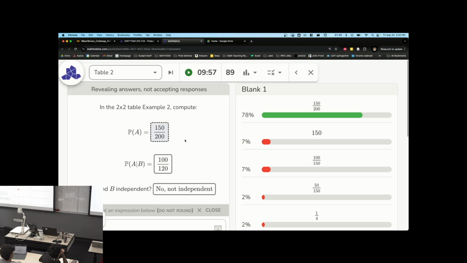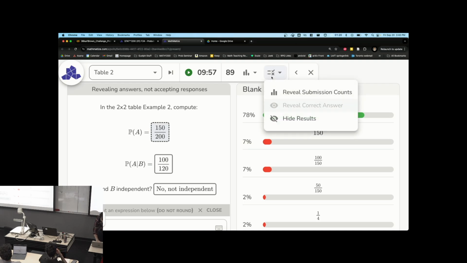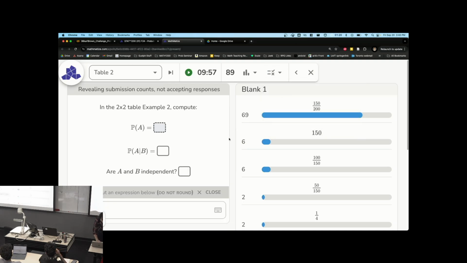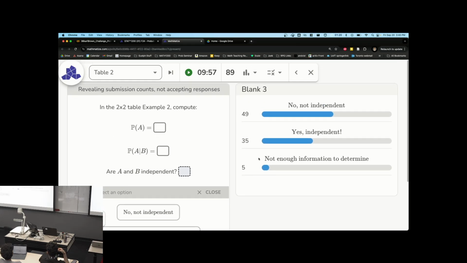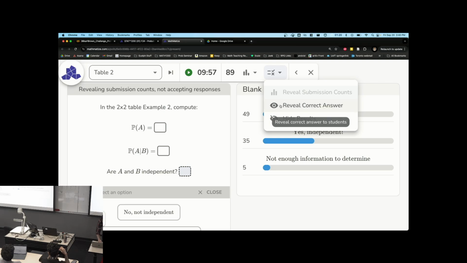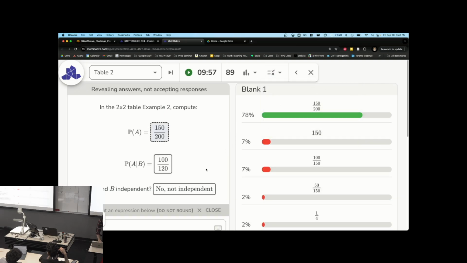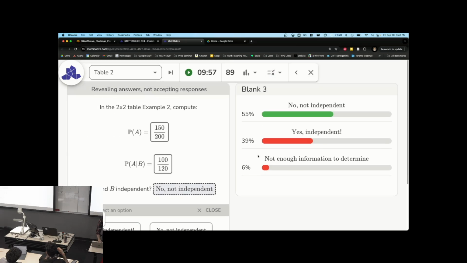Last but not least, are A and B independent? Let's cover up the answer like you might not see it. Are A and B independent? Okay. 49 people said no, not independent. 35 people said yes, independent, and 5 people said not enough information. The correct answer is they are not independent. Okay. Seems like that was the hardest part.